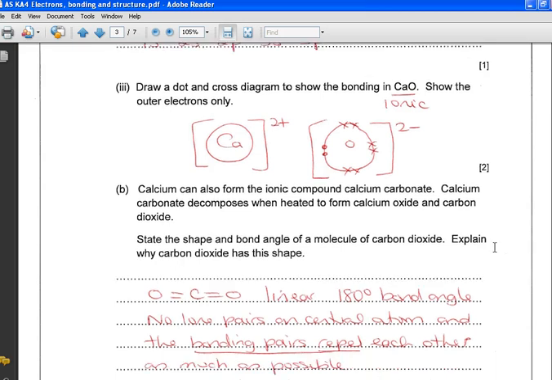Dot and cross diagram to show the bonding in calcium oxide. Show the outer electrons only. Now, you could have put 8 electrons in here, which would have indicated that the outer 2 electrons have gone. It wouldn't have mattered if you did. But you definitely needed to show the 2 electrons here that have come from calcium. So the 6 crosses are the oxygen electrons, the 2 dots are from calcium, and you must put the charges in, and the square brackets.